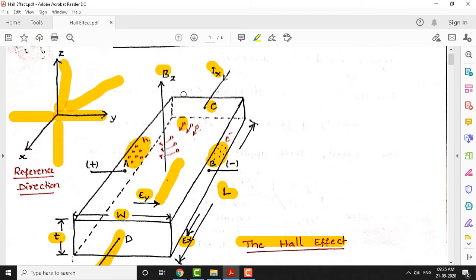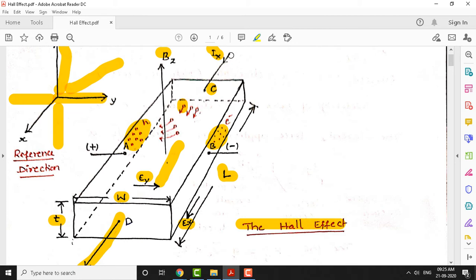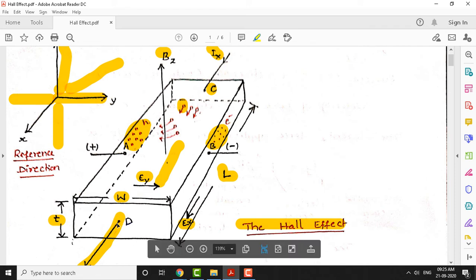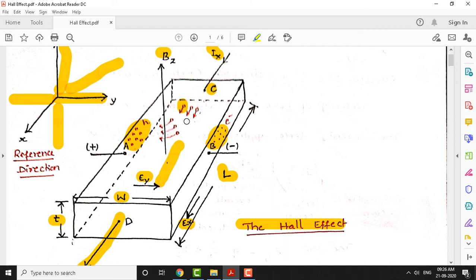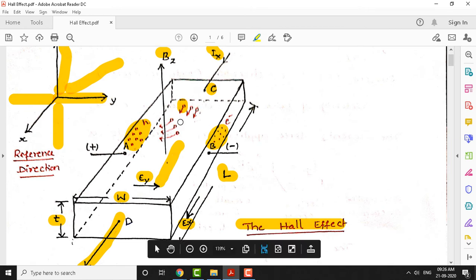Okay, you can see here, as we said already, we have not shown any potential here for the Ix. We assume that Ix is flowing here because of some potential we already set up here. So current starts flowing from face C to face D, and you can see the holes are moving here. We have shown holes, not the electrons. So the holes start moving. This is a p-type semiconductor bar. So holes start moving here, and they get influenced by the magnetic field that you see here.